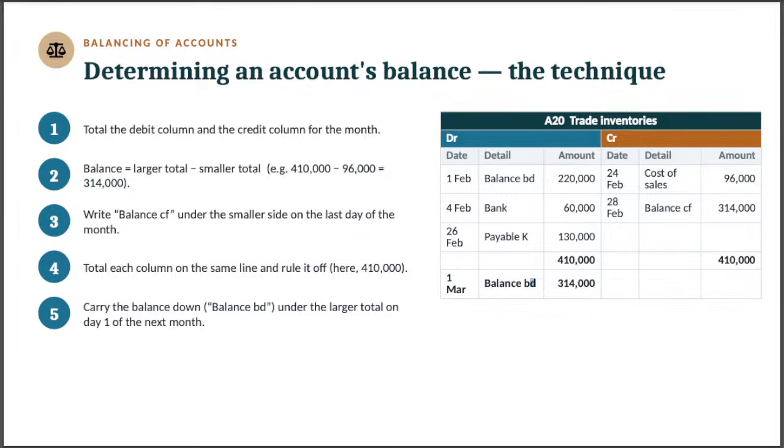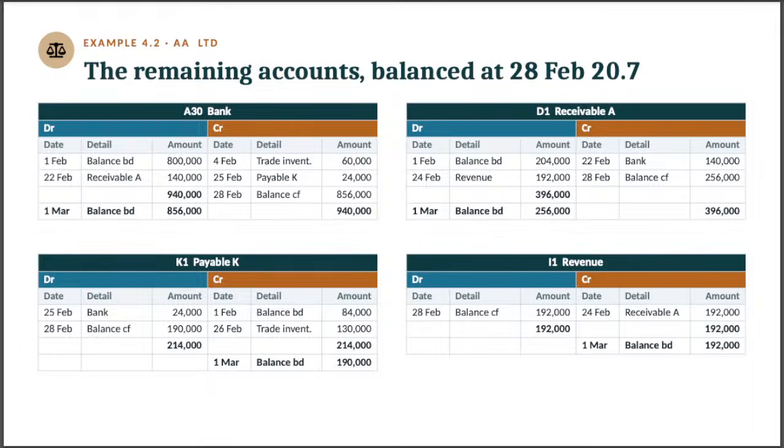So let's do that. Let's look at the remaining accounts balanced at 28th of February. So end of the month. Let's look at the bank. On the 1st of February, the balance down was 800,000. Receivable A, we received 140,000 from sales here. So the total amount in the bank here is 940,000 on this side for everything we've increased it. Now we start to take our decreases here.